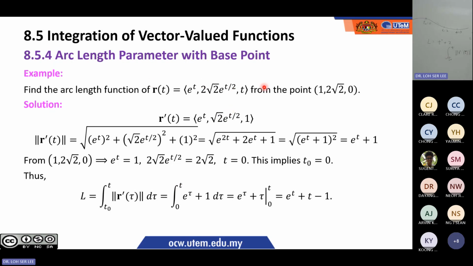And from this r, we need to find r prime. Differentiate this with respect to t, you get this. And we find the magnitude. Simplify the magnitude, you get this function. So we will integrate this function, but we will change the t into tau. We change the t into tau before you do the integration, and we are integrating with respect to tau.